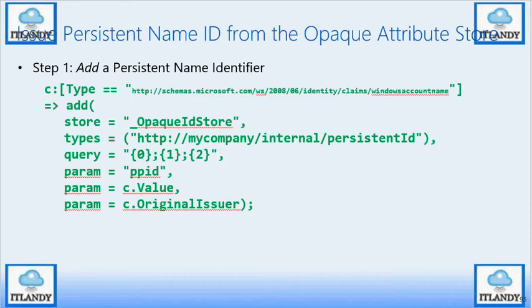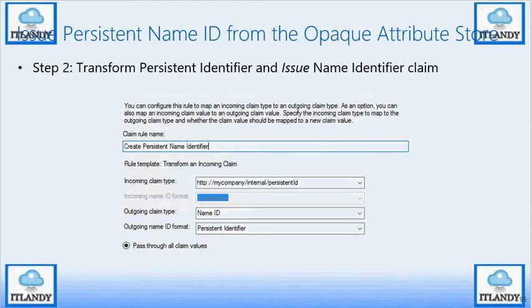Again, more information can be found on the Microsoft website around the persistent name identifier. You can see there the Windows account name using the OPQ ID store. So it looks like this for us: transforming the persistent identifier and issuing the name identifier claim. If you recall, we said we can change it. This is how we change the incoming and the outgoing identifier.